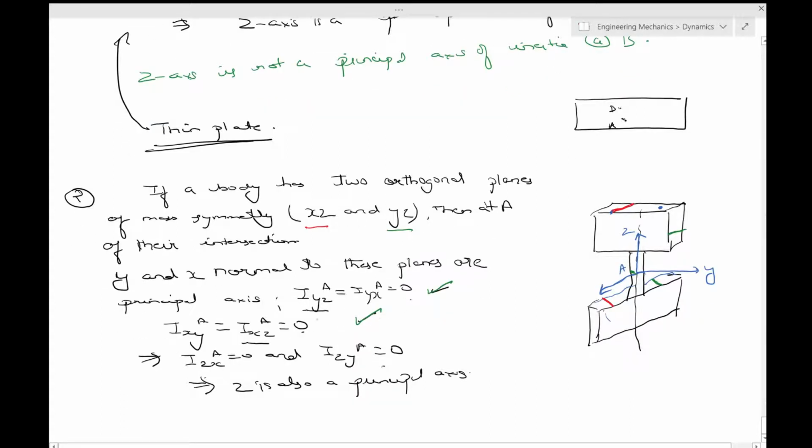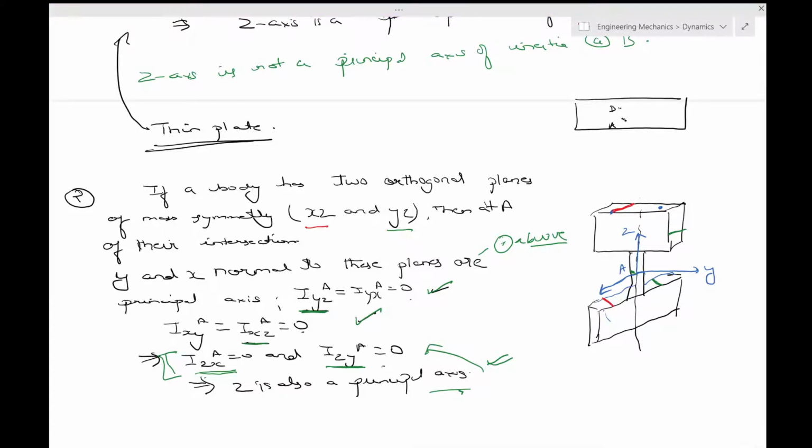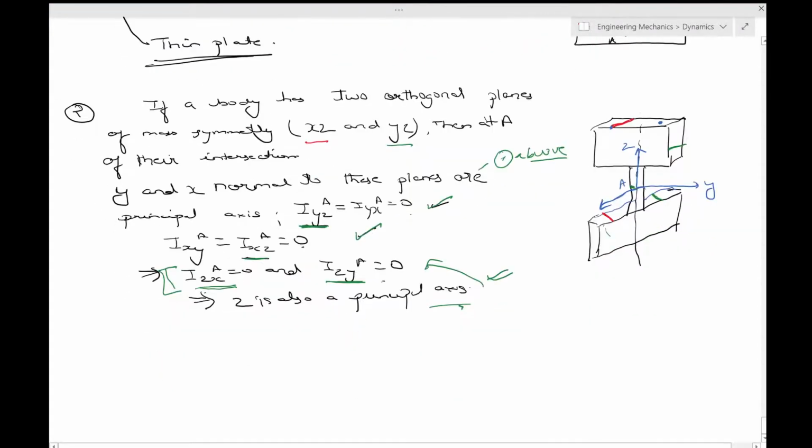Once this is true, you can use this part and write I_ZY equal to 0 because it's a symmetric matrix, and I_XZ as I_ZX equal to 0. This will imply that Z is also a principal axis. So this is due to 1 above, and this is due to this. So you have three mutually perpendicular principal axes.